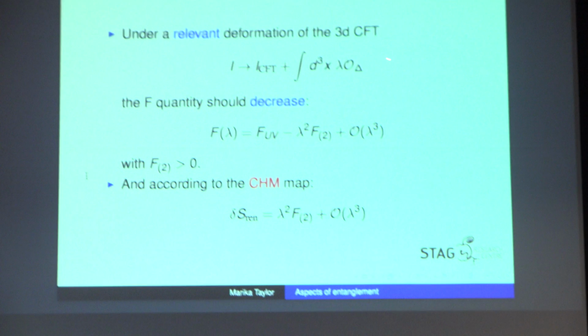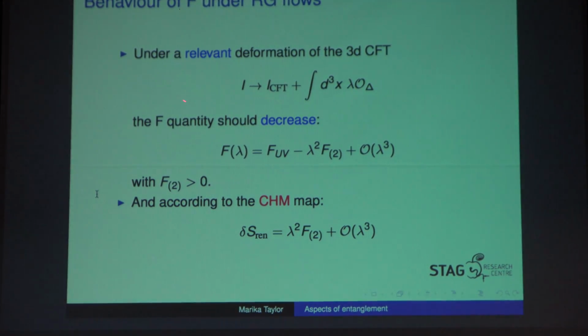Okay. So if you make a relevant deformation of the 3D conformal field theory, the conjecture is that the F quantity should decrease. And in particular, if you follow the same logic as Zamolodchikov, who worked perturbatively in this coupling, where lambda is the coupling of the deformation that you make, if you work to order lambda cubed, the term at lambda squared should be strictly negative. It should decrease. And according to the CHM map, the entanglement entropy should increase. It should go in the opposite direction.